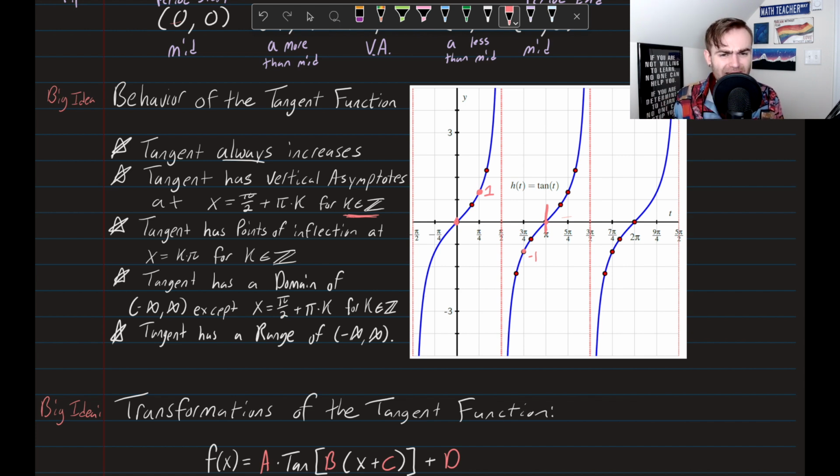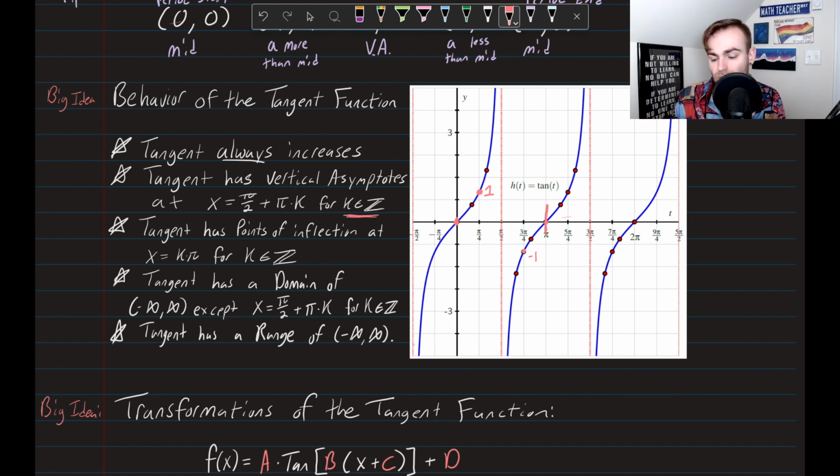The domain is also everything except for these vertical asymptotes that repeat infinitely. So how do we write that? We have everything except for these things, so we don't really have everything. Well, we say we're going to have negative infinity to positive infinity, except for when x is equal to the equation for our asymptotes, which is pi over 2 plus pi times k for all k's that are integers.